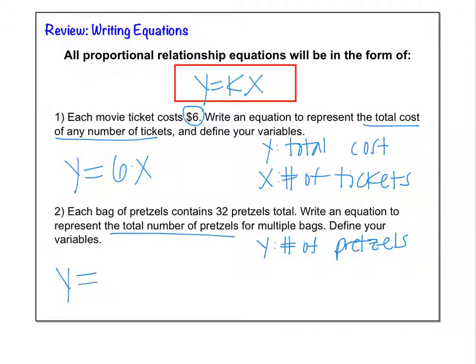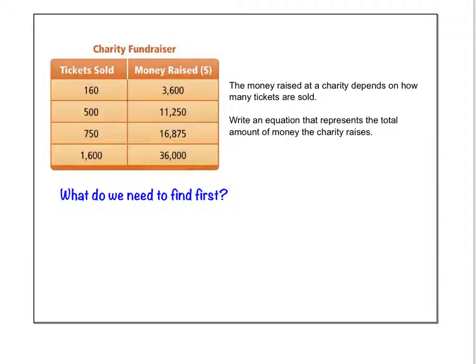So I want y equals something, and then how do I find the total number of pretzels? Then I'm going to take the number in one bag, which is 32, and multiply it by my number of bags. So in this case, x would be the number of bags that you had. Pretty straightforward. So now we're going to get into what happens if they don't give you that constant right away in the problem like those last two had.